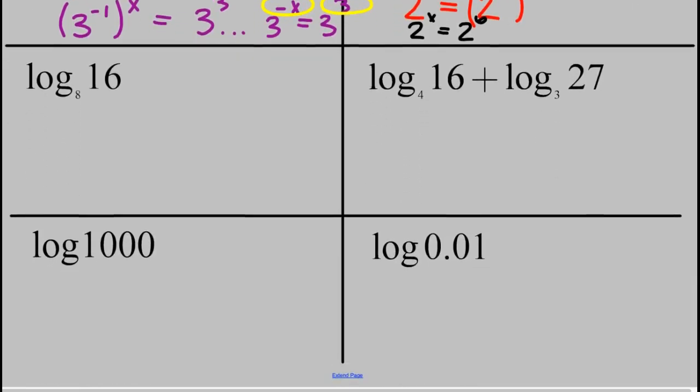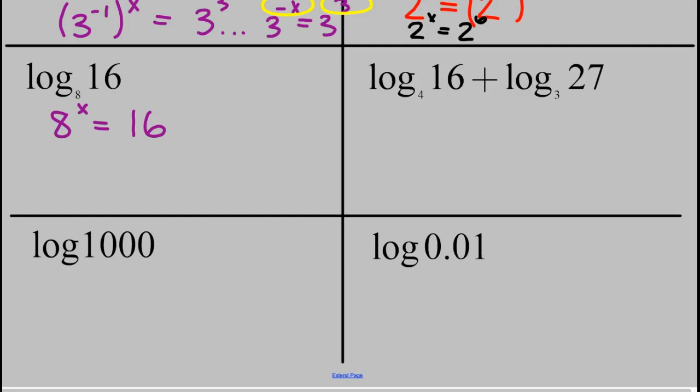Log of 16 base 8. Well, that's going to be 8 to what power? That's an x, we'll call it. 8 to some unknown power equals 16. You know what the most common incorrect answer to this one is? 2. Probably 2, yeah. Because like, oh, 8 and 16, oh, it's 2. It's not 2. Okay, 8 squared is 64.